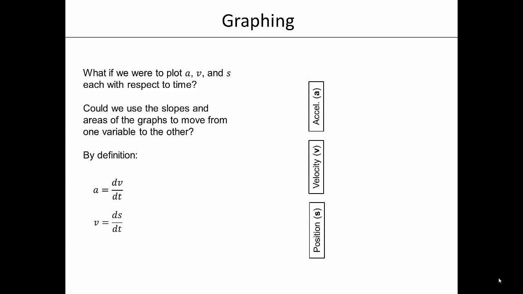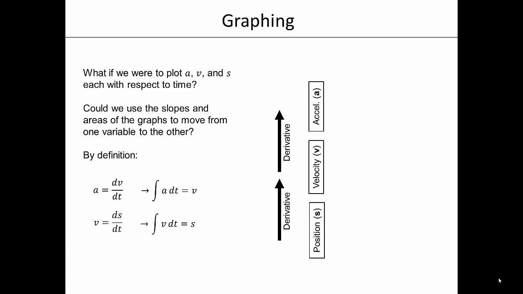If we look at position, velocity, and acceleration and how we move from one to the other, if we take the derivative of the position with respect to time, we move to the velocity, and the derivative of the velocity would move us to the acceleration. We also know that if we take the integral of the acceleration with respect to time, it gives us the velocity, or the integral of the velocity with respect to time gives us the position.